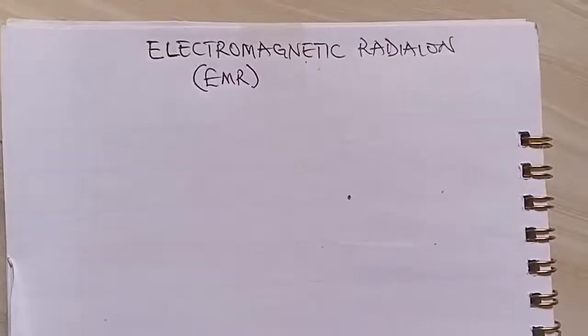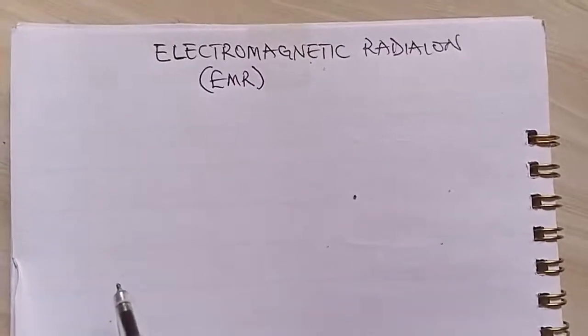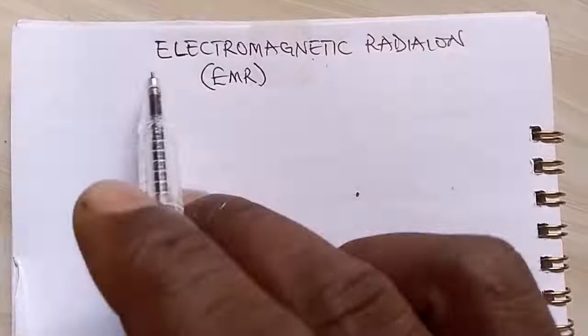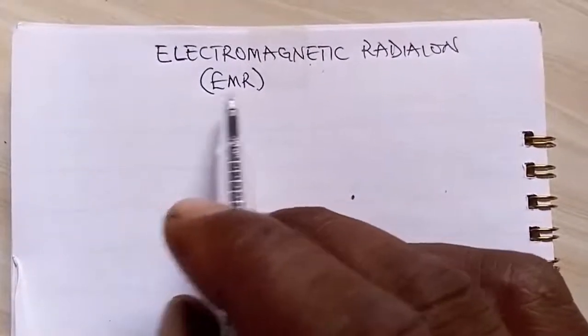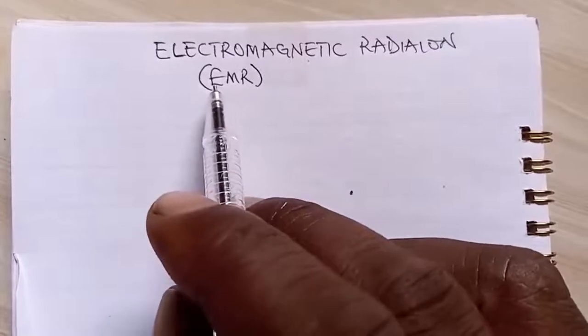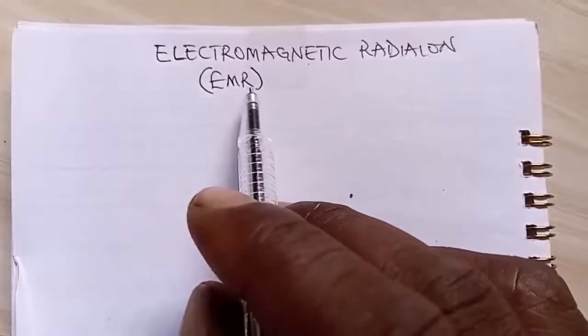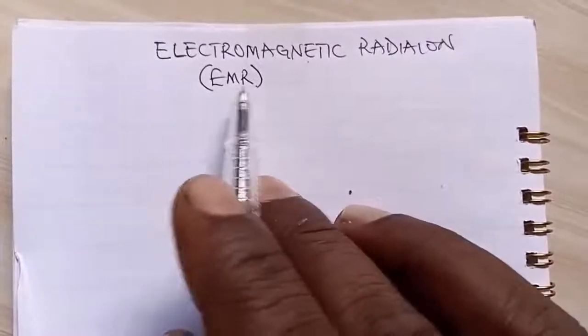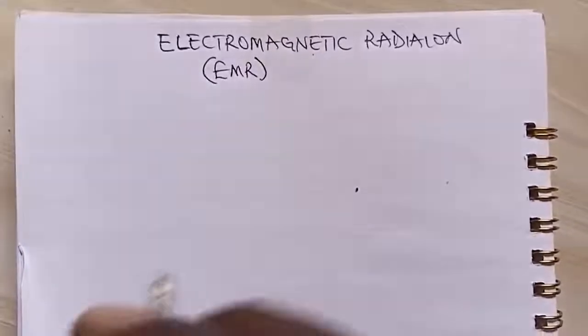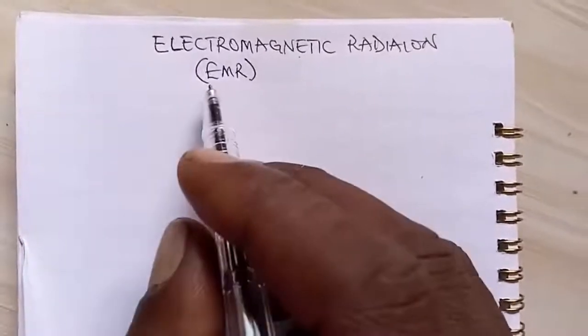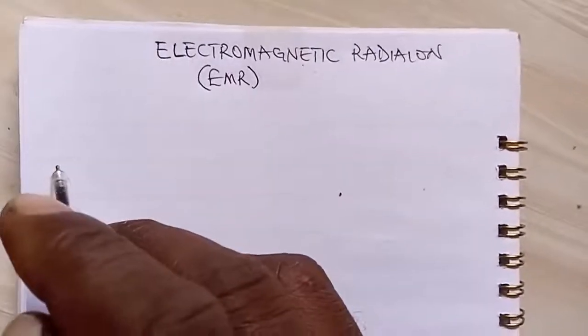In this video, we want to look at the electronic structure of atoms. Under that, the first thing we want to consider is electromagnetic radiation, that's EMR, different from electronic medical record. So this one means electromagnetic radiation. Okay, let's define what electromagnetic radiation is.